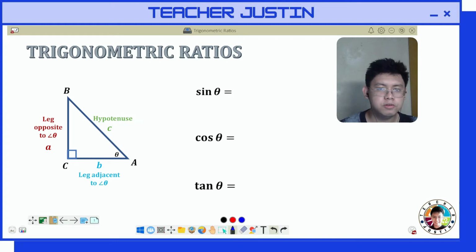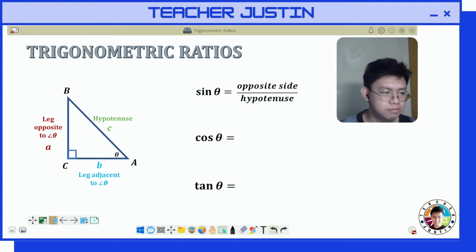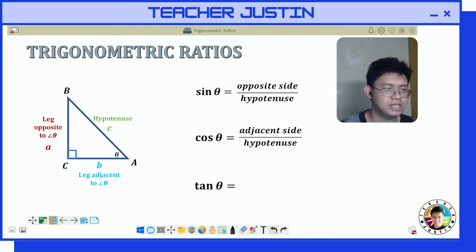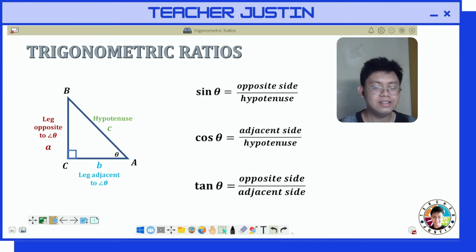So for our trigo ratios, we have sine, cosine, and tangent. And we have the other three, which will be discussed later. But first, let's focus our attention on sine, cosine, and tangent. Sine theta will be the ratio of the opposite side over the hypotenuse, while cosine theta is the ratio between the adjacent side over the hypotenuse. And last one, tangent theta is the ratio between the opposite side and the adjacent side.